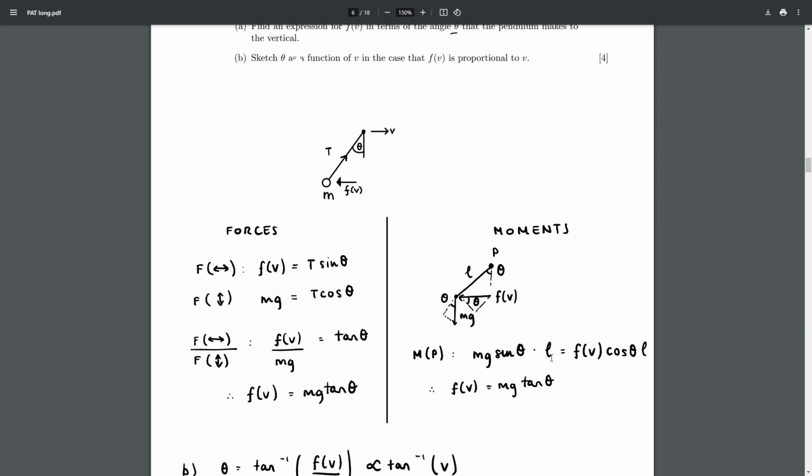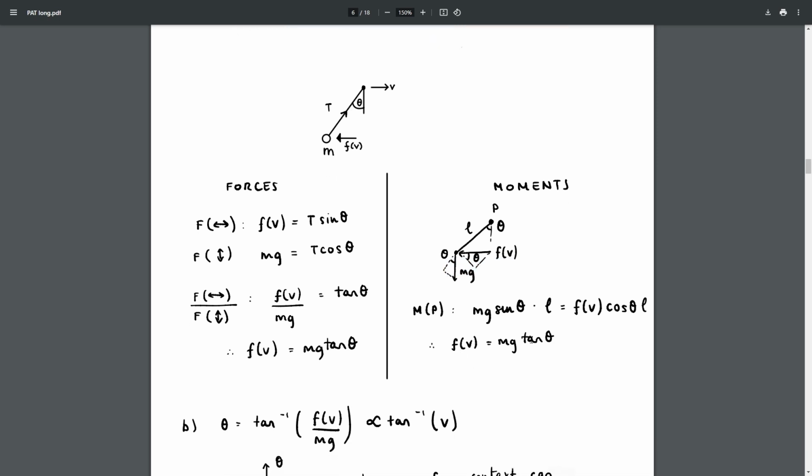So we know mg sine theta L is equal to f of v times cos theta L, because the component of f of v which causes a moment is the cos component, because that's perpendicular to the rod. And then we rearrange to get f of v as mg tan theta. Both go for the same answer. So if you have time, you can do both methods if it gives you some reassurance. But either method works. It's just good to know that both of them work and why they both work.